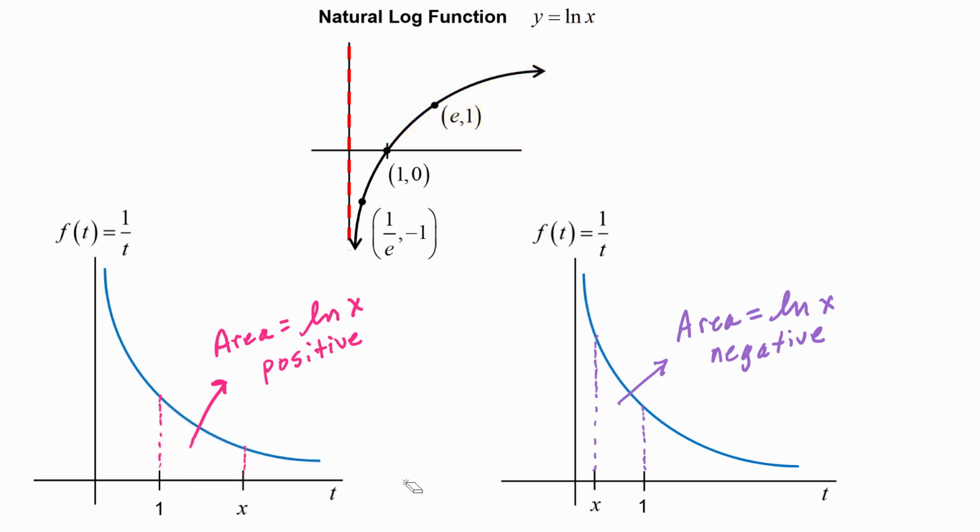Now compare that to the area under the curve here on this part when x is smaller than 1. We're integrating backwards, so remember we're going to get a negative value for that integral. But as x gets closer and closer to 0, this area is going to get bigger and bigger, and it's going faster and faster, getting bigger. So that corresponds to this part of the graph of log of x, where the y value is heading off to negative infinity.